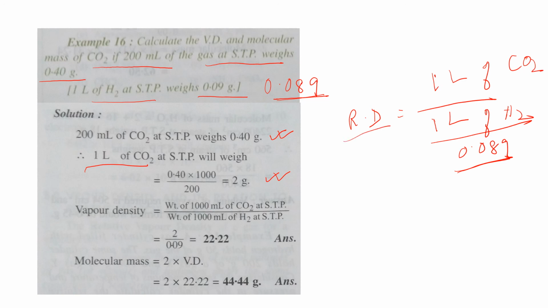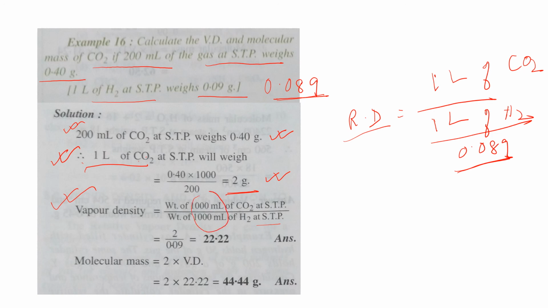So I have taken out what is the weight for 1 liter of CO2. 200 milliliter of CO2 is given. From there 1 liter of CO2 I can find out by unitary method. In place of 1 liter I have written 1000 milliliter. Okay. Now after getting 2 gram, it will be the vapor density. The formula is weight of 1000 ml of CO2 at STP divided by weight of 1000 ml of H2 at STP. The volume will be the same.